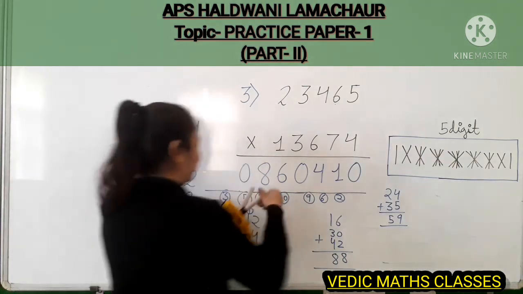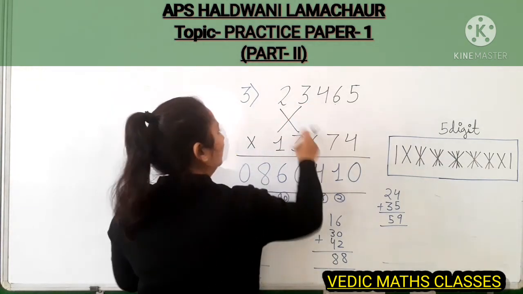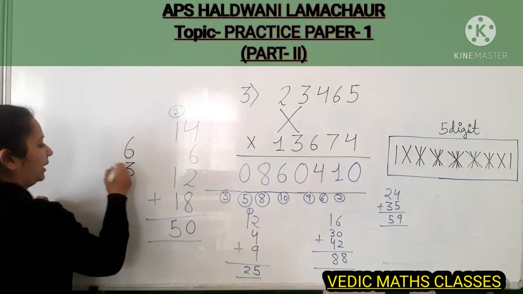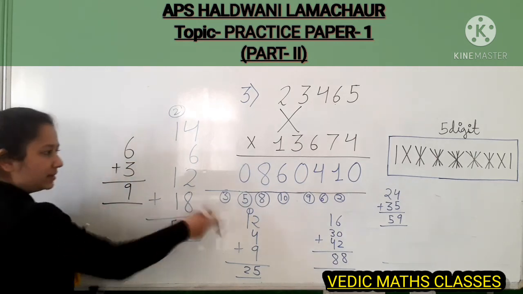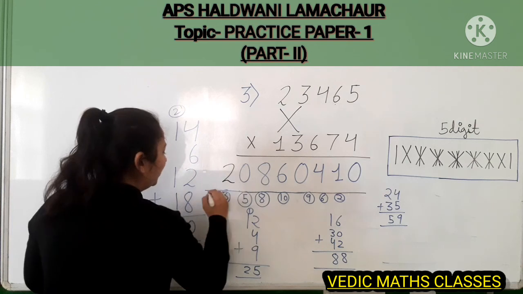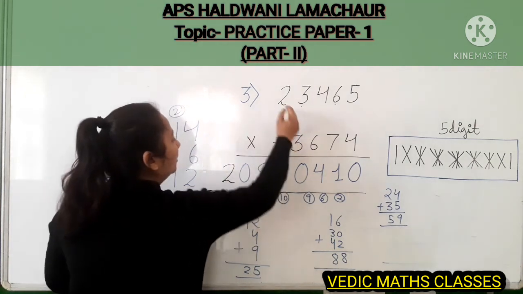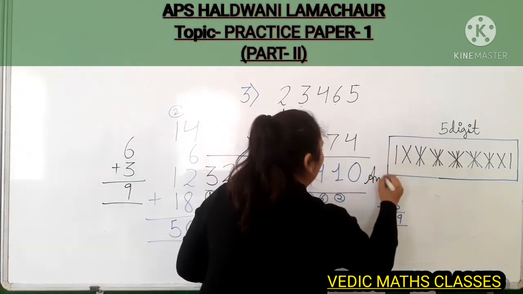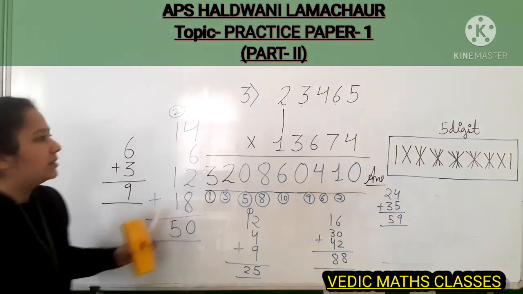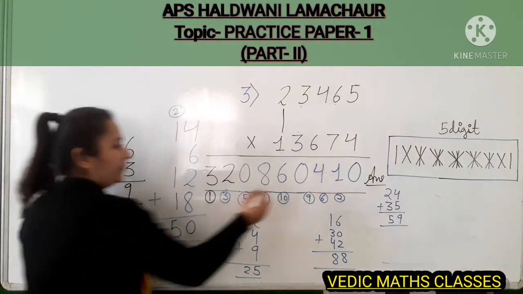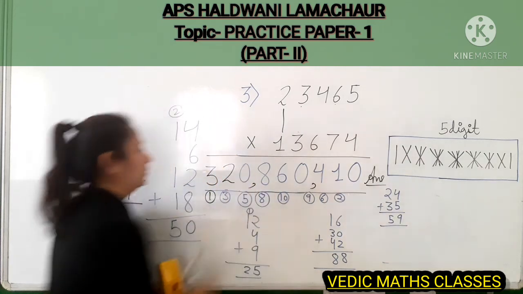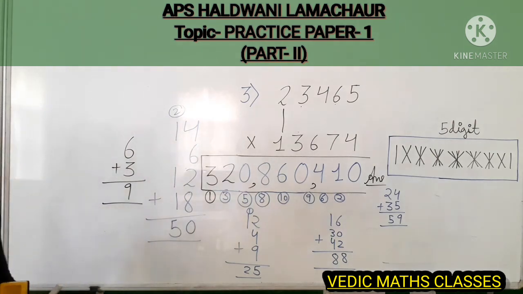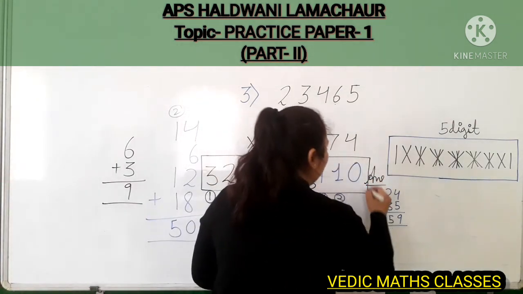After 3, 2. 3 2s are 6. 3 1s are 3. Add them. 6 plus 3, 9. 9 plus 3, 12. 12, 2 here, 1 will go carry. And the last now, 2 1s are 2. 2 plus 1, 3. So your answer is this. See kids, it will be lengthy because it is a 5-digit multiplication. So your answer is kids 3208604109 0. I hope kids that you understand this.